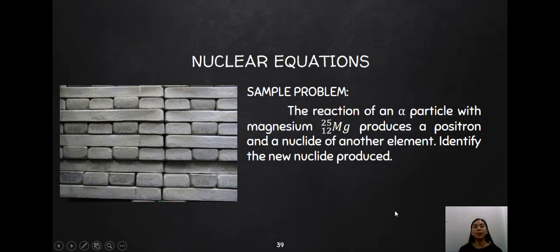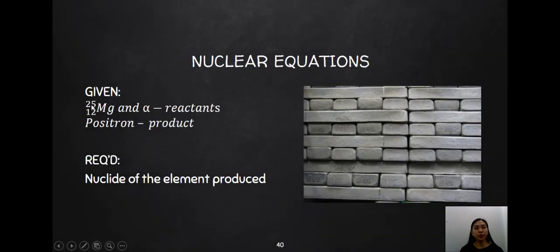So let's answer a sample problem on your nuclear equation. It says here, the reaction of an alpha particle with magnesium produces a positron and a nuclide of another element. Now we are to identify the nuclide that was produced. So of course, you are given in the problem your magnesium-25 and an alpha particle as your reactants. A positron is part of the product. Now you are required to identify the nuclide of the new element produced.